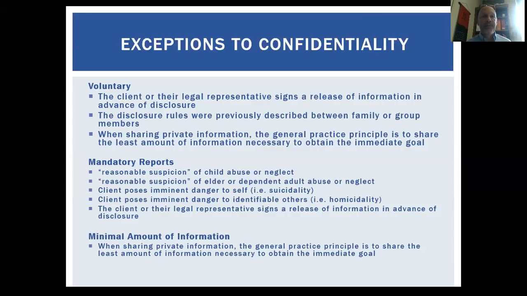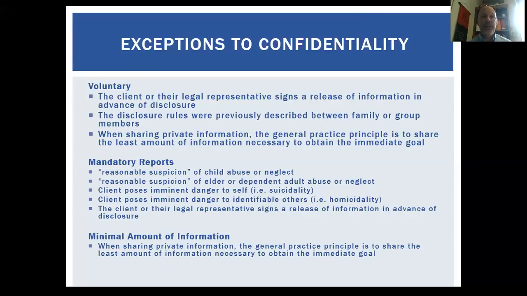And then let me move to mandatory reports. There are situations in California, and in most states actually, where you're absolutely required to break confidentiality because they're seen as a compelling professional need. That relates to foreseeable harm, imminent harm that you could potentially prevent, or where you could be a protective factor.